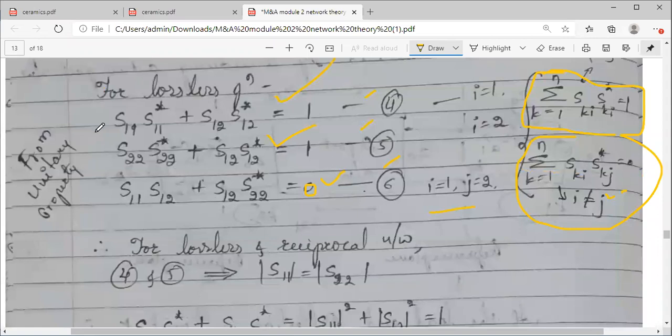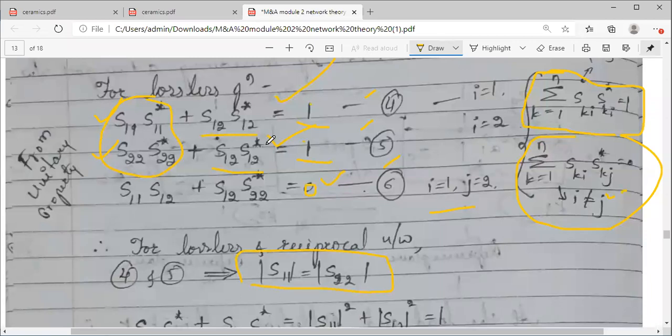After this, consider equations 4 and 5. Observe what the similarities are. You have the second term S12, S12 star. Here also you have S12, S12 star. Here also it is 1, here also it is 1. So only these two are changed, and both are equal to 1. If I equate both the equations, I will get S11 is equal to S22.